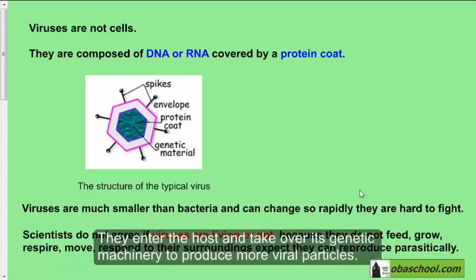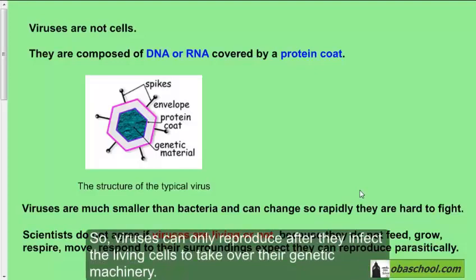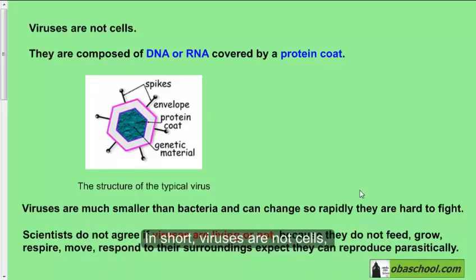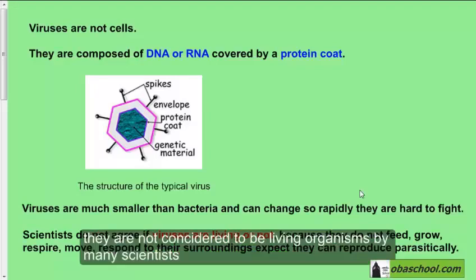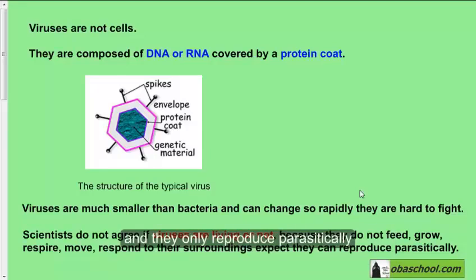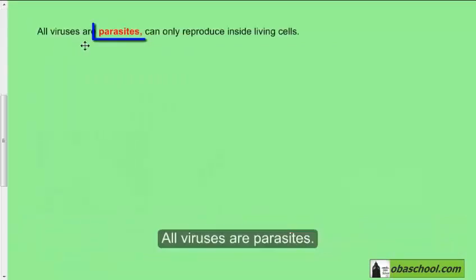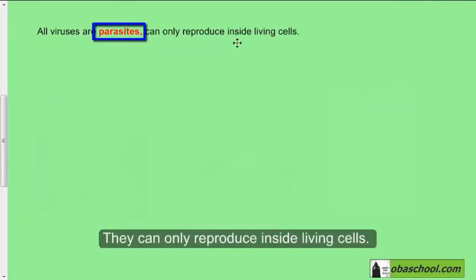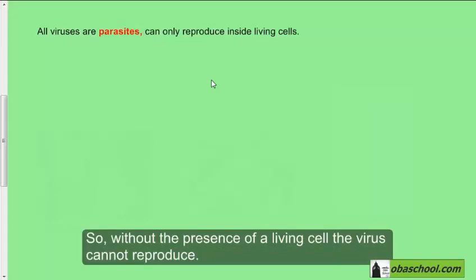They enter the host and take over its genetic machinery to produce more viral particles. So, viruses can only reproduce after they infect the living cells in order to take over their genetic machinery. In short, viruses are not cells. They are not considered to be living organisms by many scientists. And they only reproduce parasitically. All viruses are parasites. They can only reproduce inside living cells. So, without the presence of the living cell, the virus cannot reproduce.